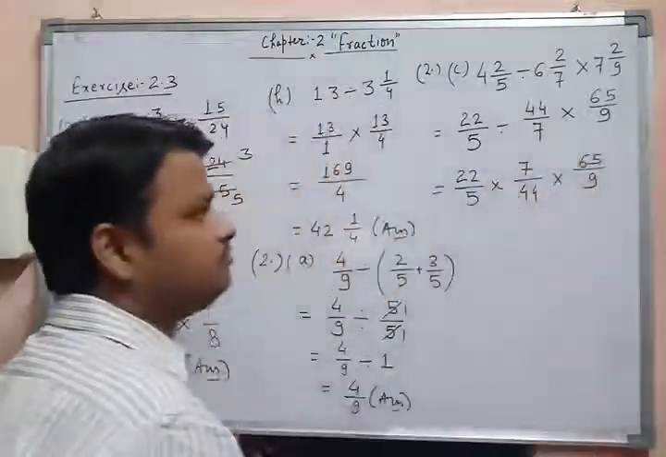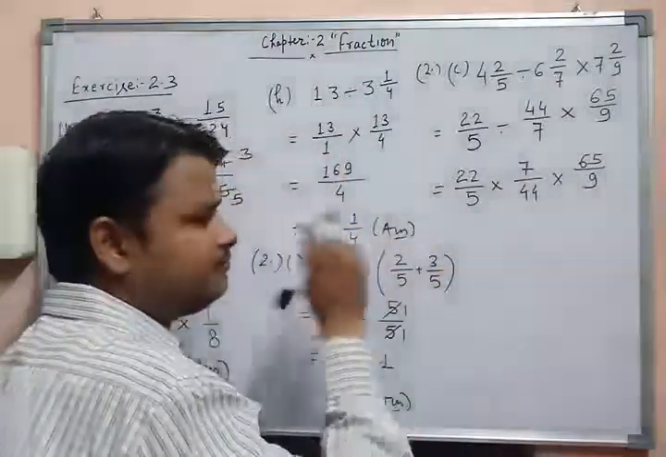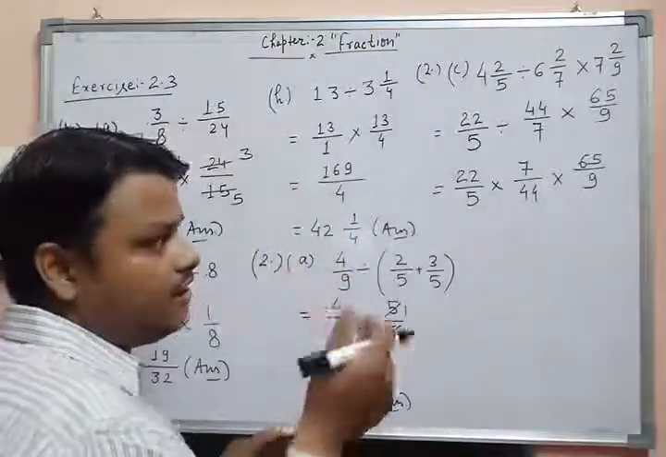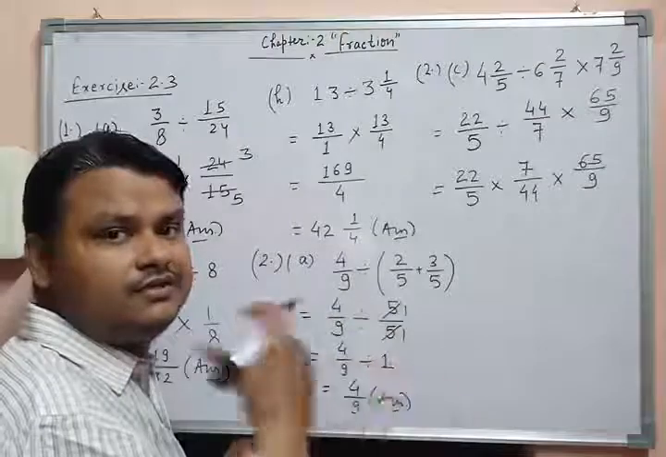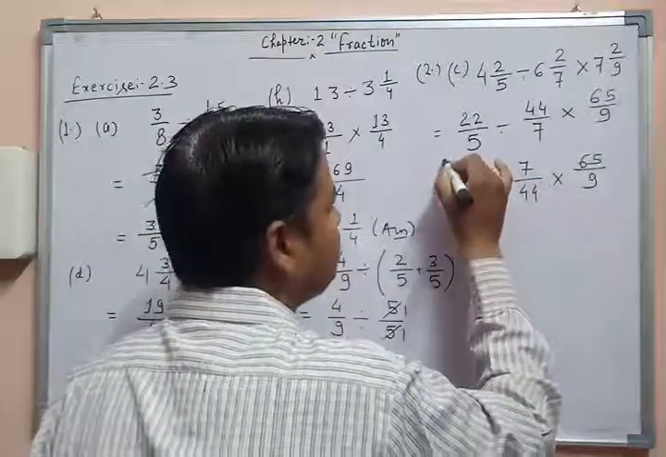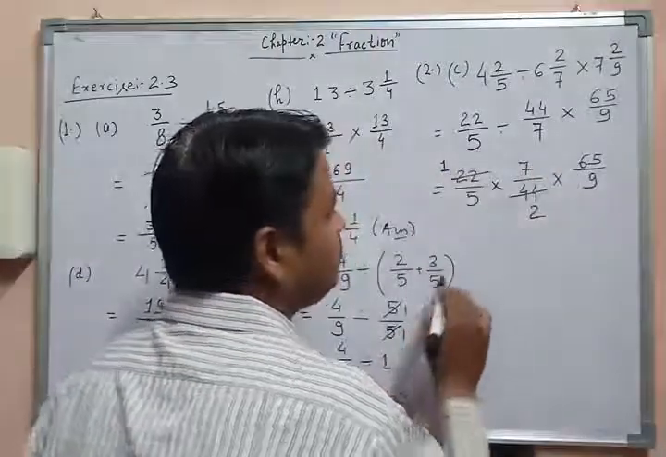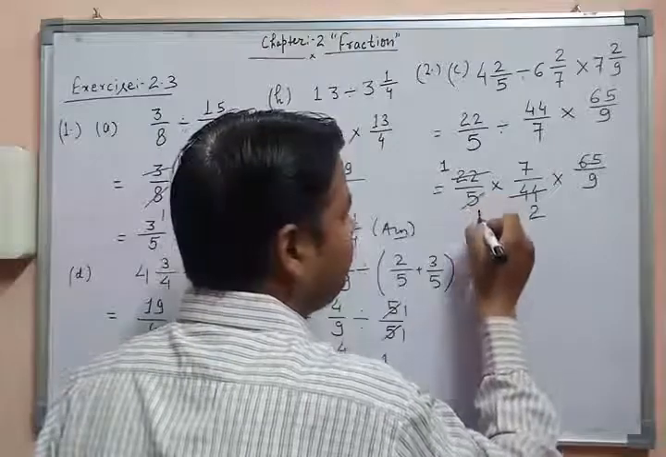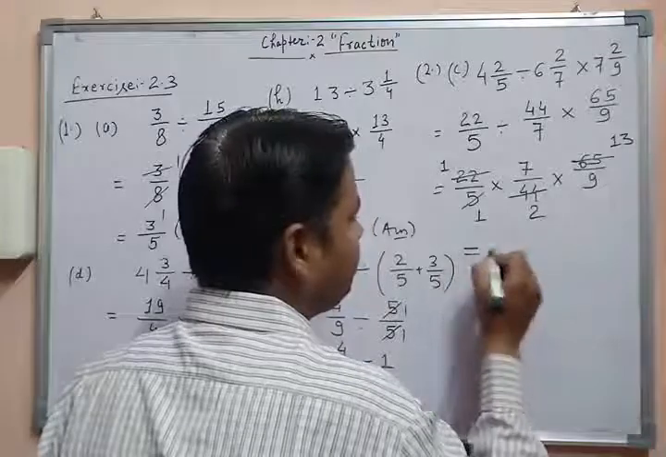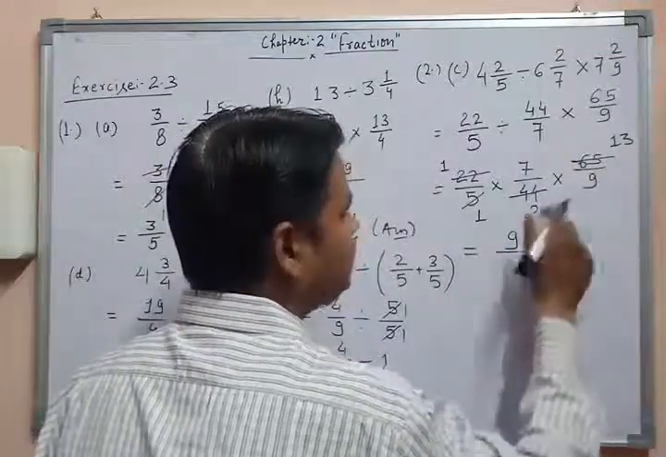First of all you have to look at the possibilities of whether any numerator and denominator cancel with each other. Yes, because 22 1s are 22, 22 2s are 44, and 5 1s are 5, 5 13s are 65. Then we will get 13 7s are 91 and 9 2s are 18.